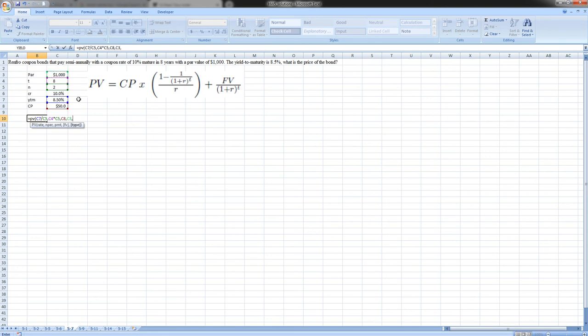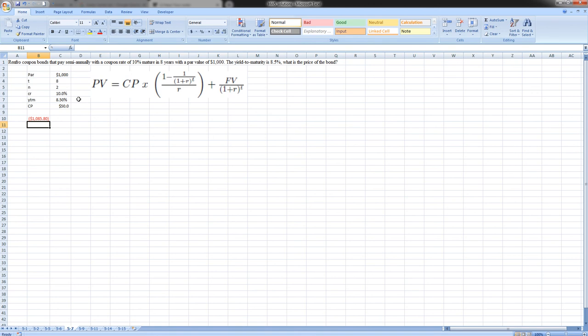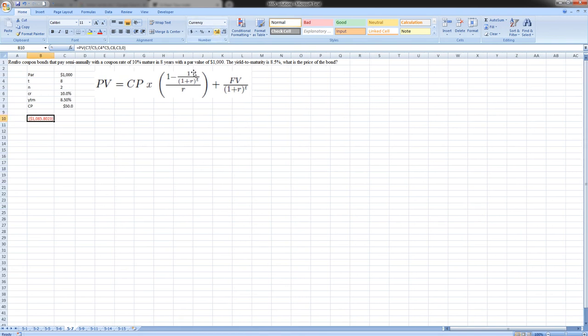There's no information indicating that this is a bond that pays at the beginning of the period versus the end, so we'll enter the default value of 0. So we see that this bond would cost an investor $1,085.80 today.